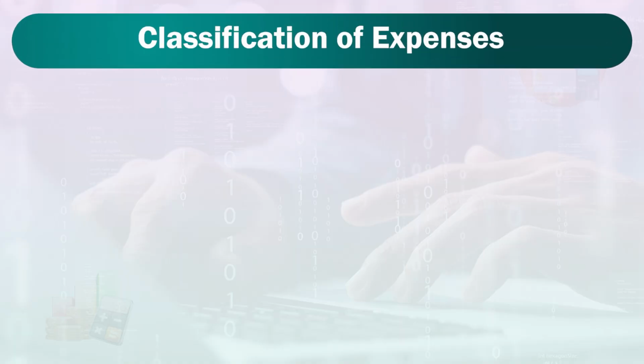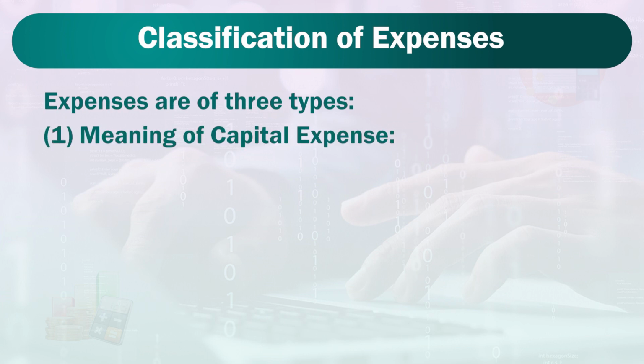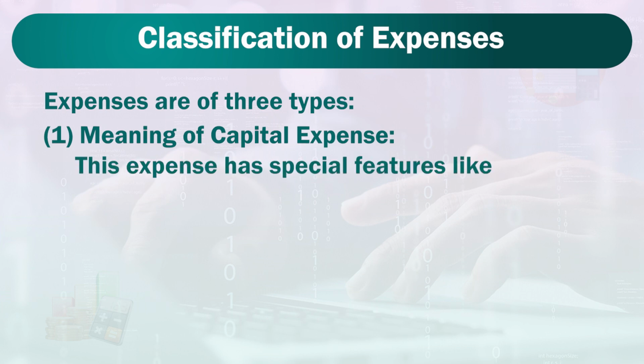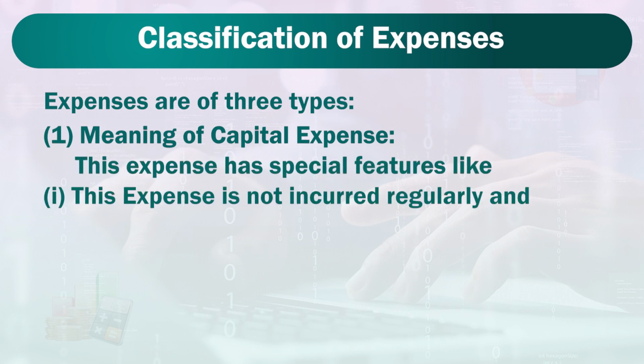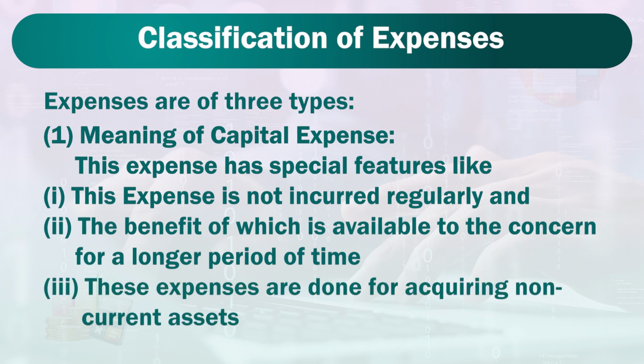Now, second is classification of expenses. Expenses are of three types. 1. Meaning of capital expense. This expense has special features like 1. This expense is not incurred regularly, and 2. The benefit of which is available to the concern for a longer period of time. 3. These expenses are done for acquiring non-current assets.